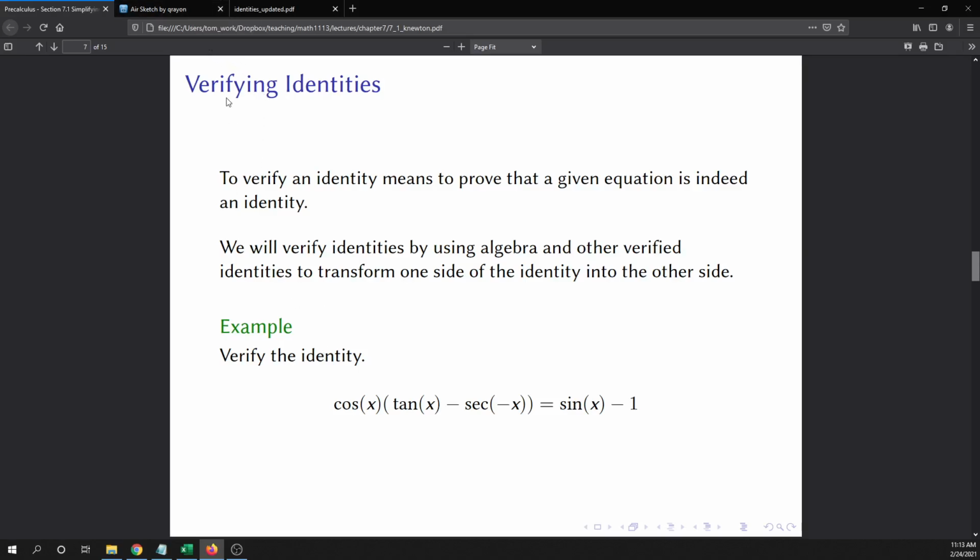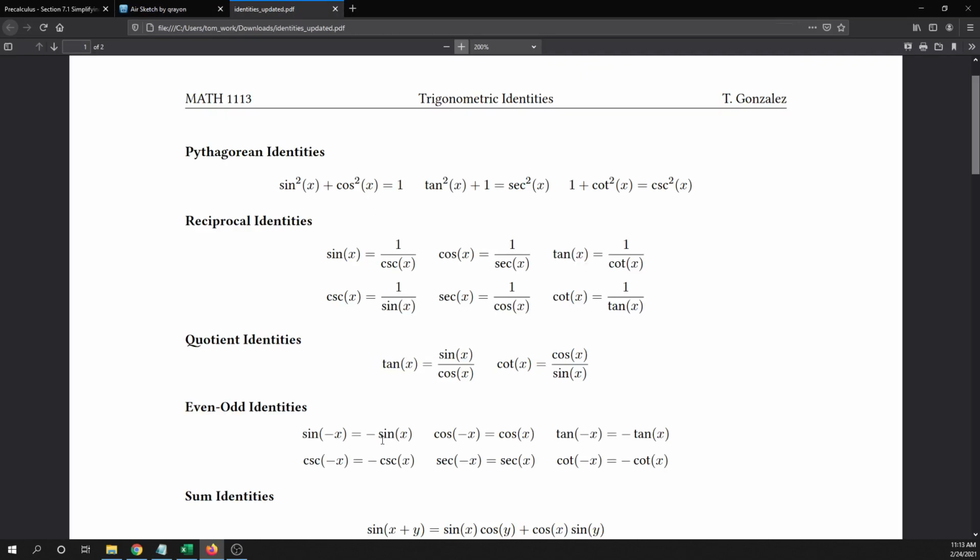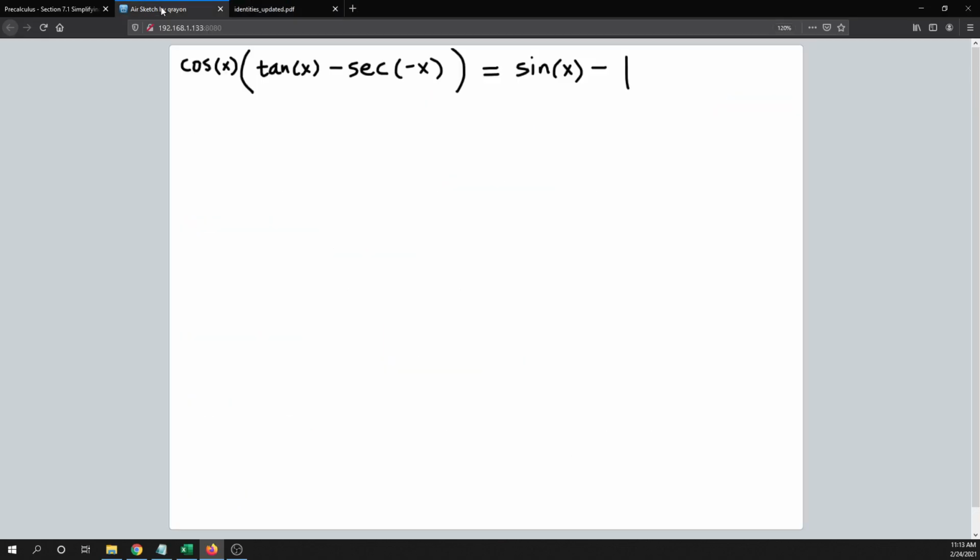Okay, so we have this identity that we want to work: cosine x tan x minus secant of the opposite of x equals sine x minus 1. All right, and I want to verify this identity. So I'm going to start over on the more complicated side, which is here on the left-hand side. All right, and the first thing I see when I do that is that I have cosine x times the quantity tan x minus secant of the opposite of x. Here I have this opposite of x inside here. I know that I can use the even and odd identities to simplify that. In fact, this one right here, the secant of the opposite of x is just equal to the secant of x. So that's where I'm going to start.